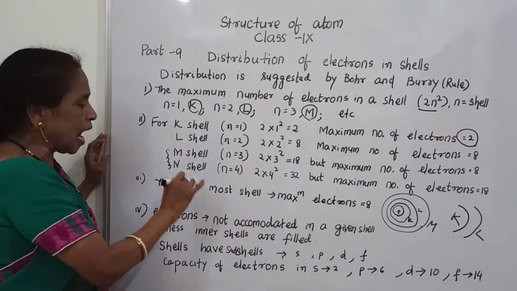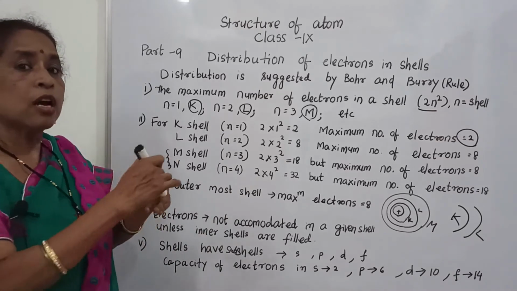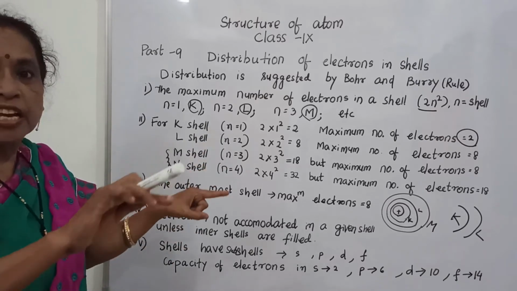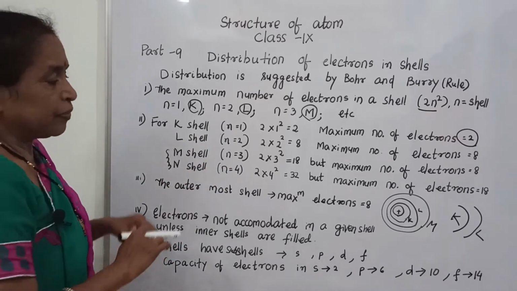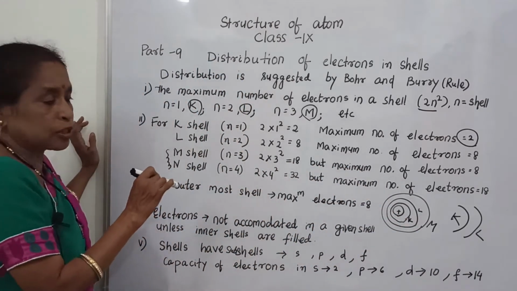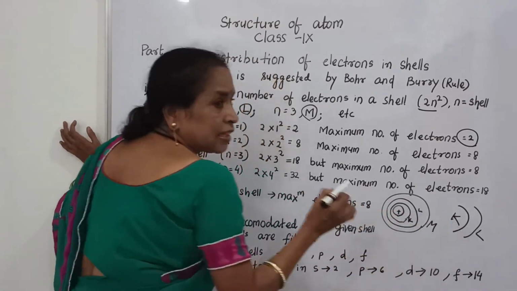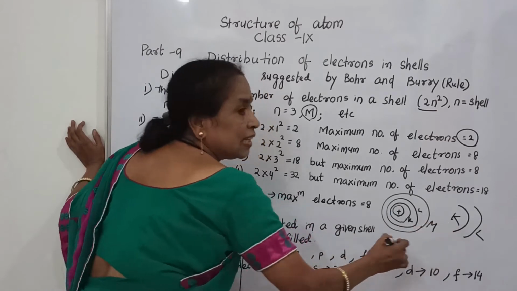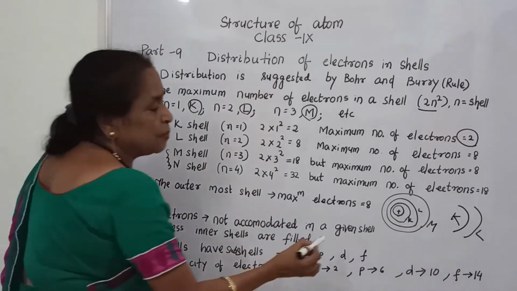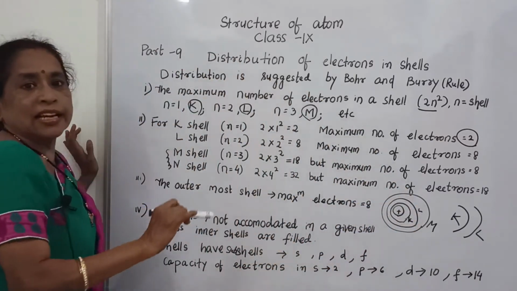Now the third point: the outermost cell contains a maximum of 8 electrons, not more than that. Not more than 8 electrons should be present in the outer shell. If I say K, L, M, then which one is the outermost cell? That is the M cell. If there are two cells, K and L, then the L cell is the outermost cell and K is the inner shell. Similarly, M is the outermost cell and L is the inner shell.